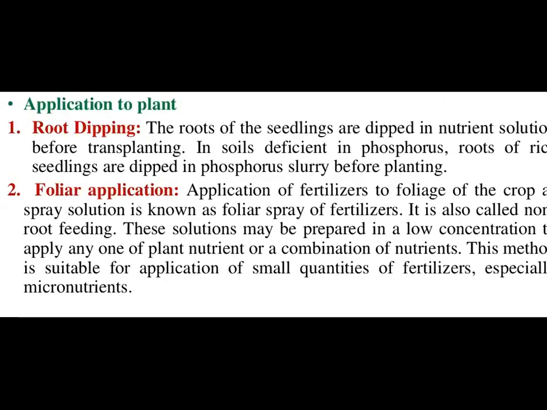Then application to the plant: root dipping and foliar application. Application of fertilizer to the foliage of the crops, or leaves, in the form of a spray solution is known as foliar spray of fertilizer. If there is a widespread deficiency, it can be corrected by foliar application of nutrients.